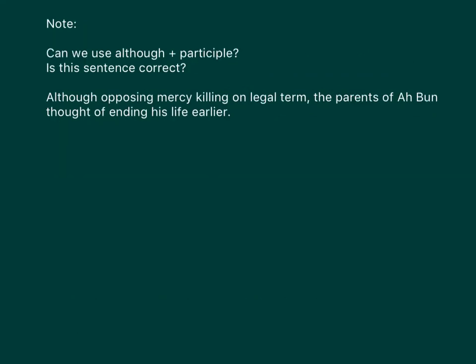Here's something worth noting. Question. Can we use the construction although plus participle? For example, is this sentence correct? Although opposing mercy killing on legal term, the parents of Ah Ban thought of ending his life earlier.